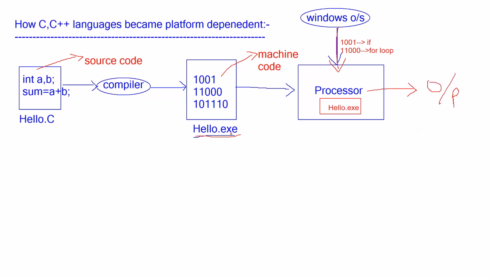Now, how will the C language become platform independent? The C language will become platform independent if you take this hello.exe file to any other machine, and you are able to execute it successfully there. Then the C language program could be platform independent. But it was not like that. Why? Let us do one thing. Let us assume I am taking this hello.exe file to another machine.